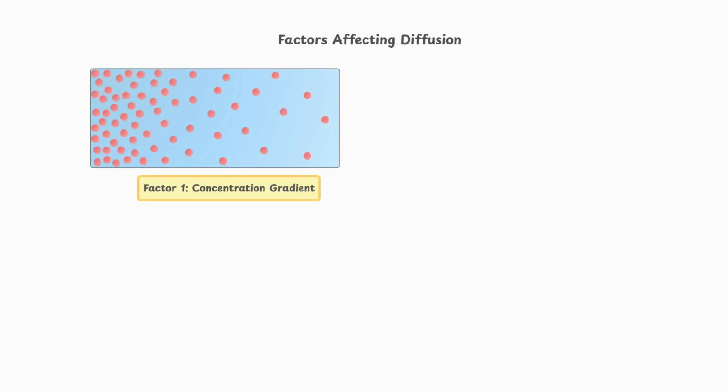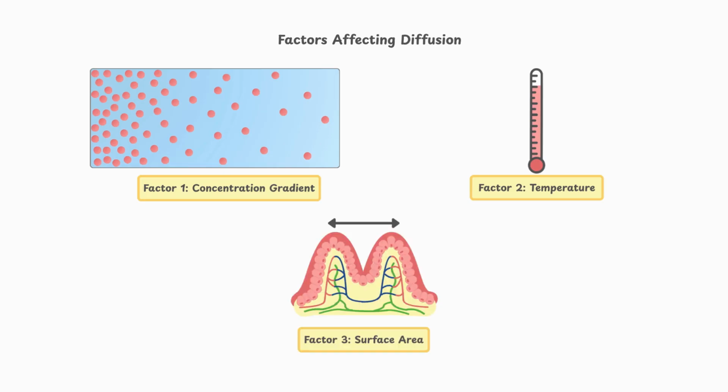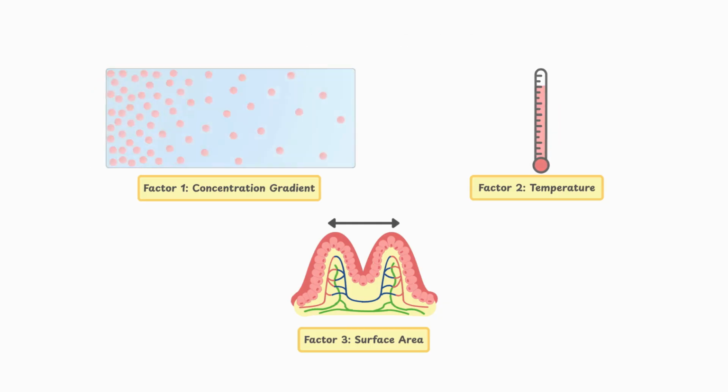The rate of diffusion depends on three main factors. First, concentration gradient. The greater the difference in concentration, the faster diffusion occurs. Second, temperature. Higher temperatures give particles more energy, so they move faster. Third, surface area. A larger surface area allows more molecules to cross at the same time.